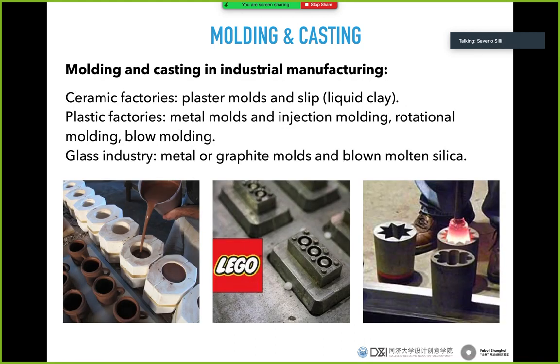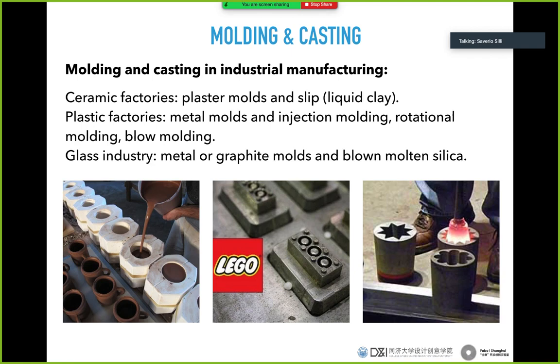Some examples of molding and casting in industrial manufacturing. For example, ceramic factories, they use plaster molds and they use slip casting. You use liquid clay, you fill your mold with liquid clay, you move the mold around, and then you remove the clay from the mold, only leaving a little layer of liquid clay on the internal surface of the mold, and then it dries up and you can cook it.